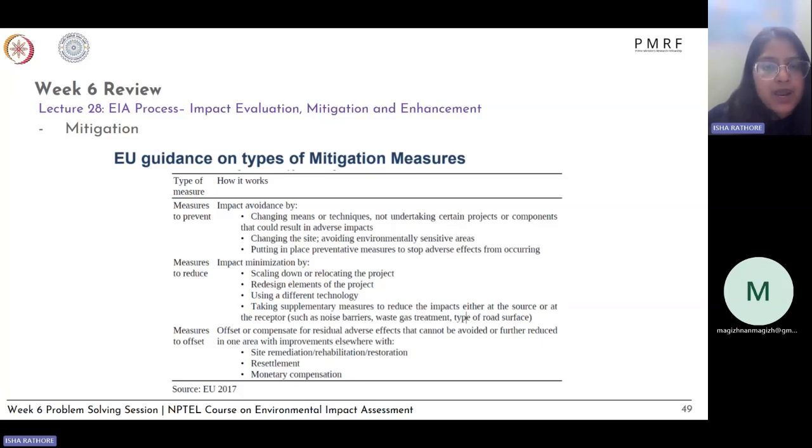Measures to reduce. Now, impact minimization can happen by scaling down or relocating the project, redesigning certain elements of the project, designing using a different technology, or taking supplementary measures to reduce the impacts either at the source or at the receptor, such as your noise barriers, waste gas treatment, type of road surface, etc. And measures to offset. Now, these are measures which are taken to offset or compensate for any residual adverse effect which is still there that cannot be avoided or further reduced. So, measures in this case can be like site rehabilitation or restoration, resettlement, or monetary compensation to the affected stakeholders.